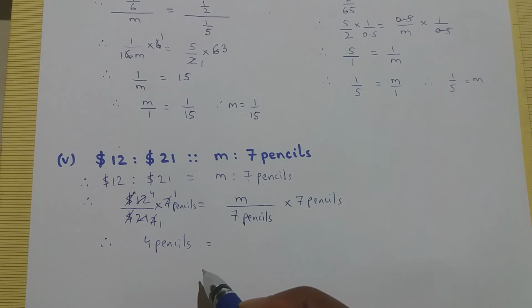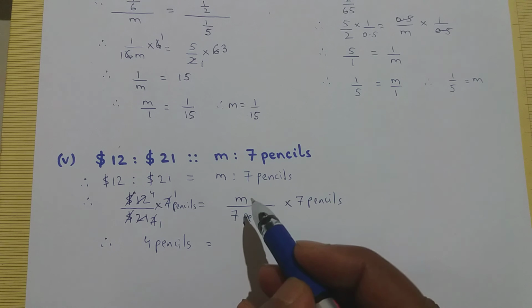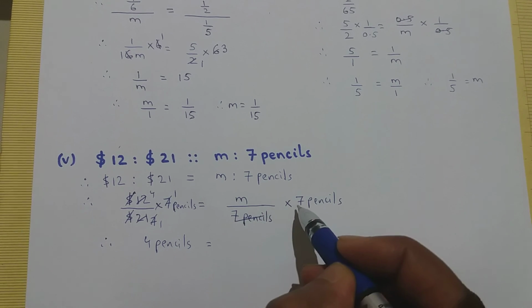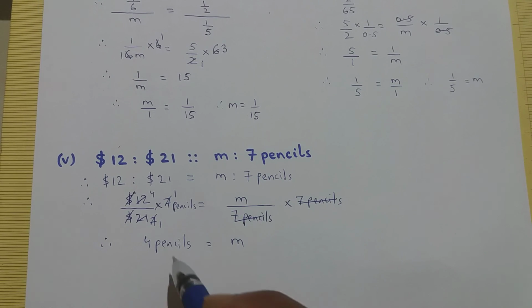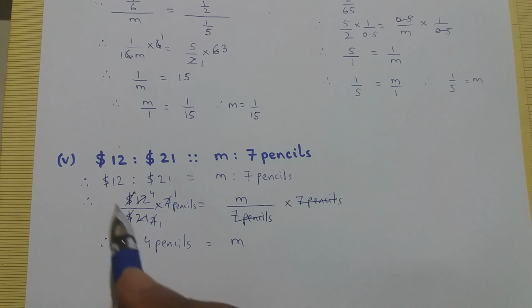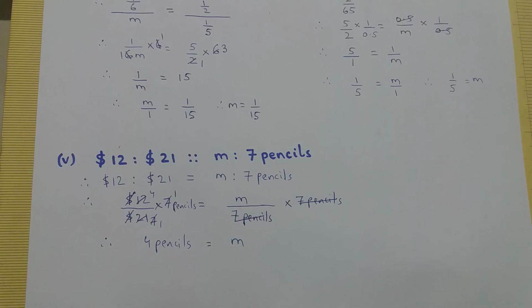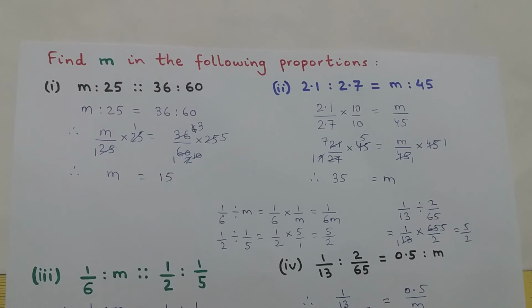So 4 pencils is equal to, now let us simplify the right hand side of the equation. So m upon 7 pencils into 7 pencils. So 7 pencils and 7 pencils cancel with each other. So we get m. So we get 4 pencils is equal to m. So the value of m is 4 pencils. So for question number 5, the answer is 4 pencils. And with that, we have solved all the 5 questions in this question set.